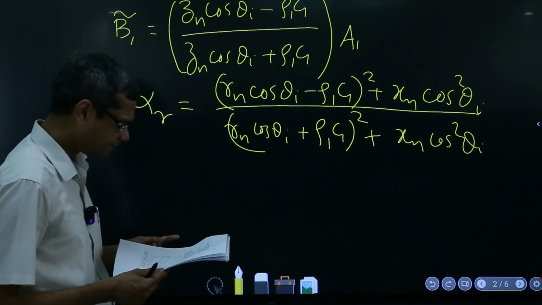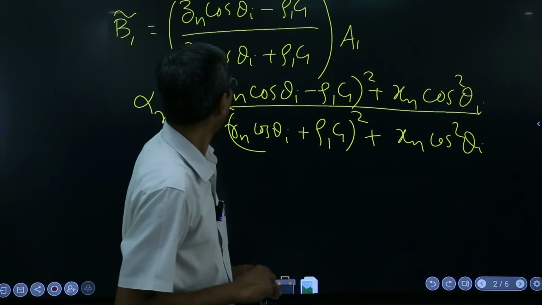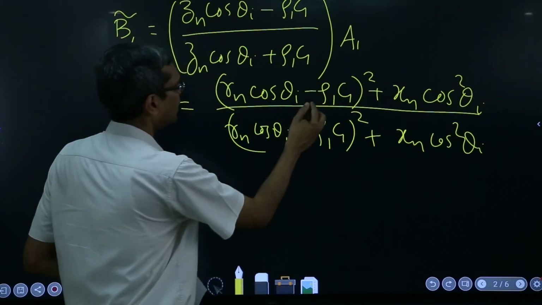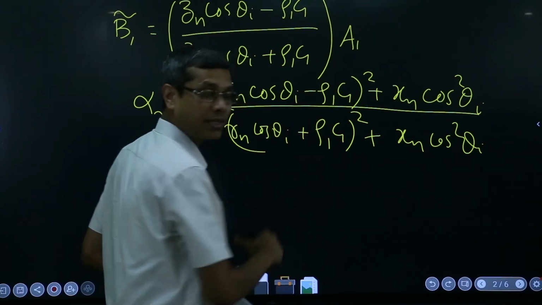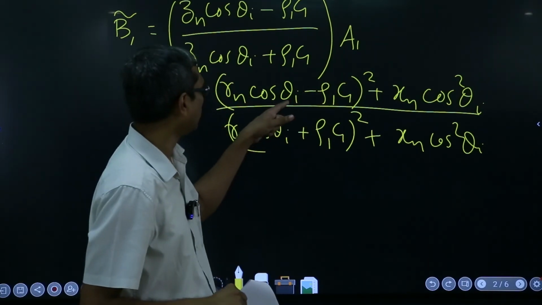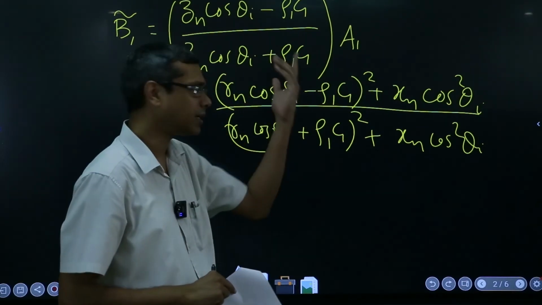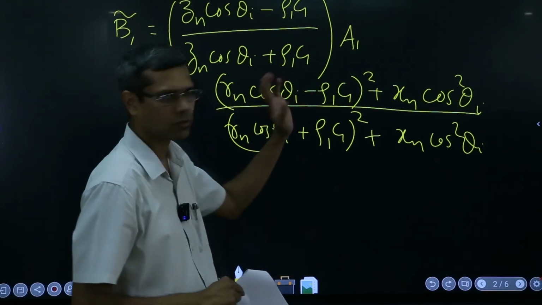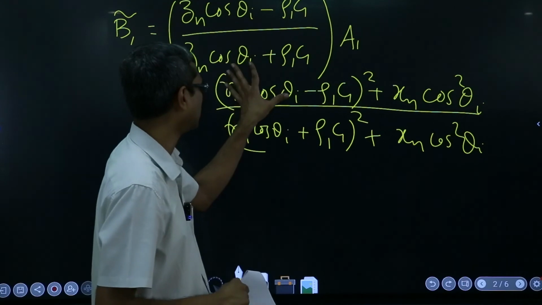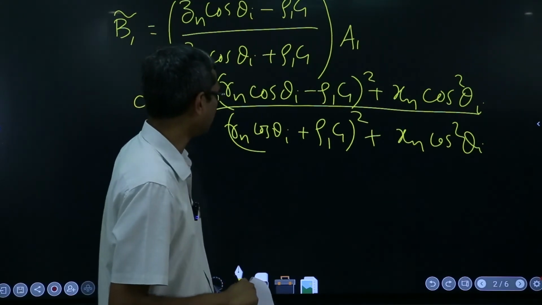Now the thing is, you just see this. Because there is a minus sign here, depending on the incident angle. Earlier when we took the case, this term was not there, so it was just Rn minus rho 1 C1, which was giving the resistive part.